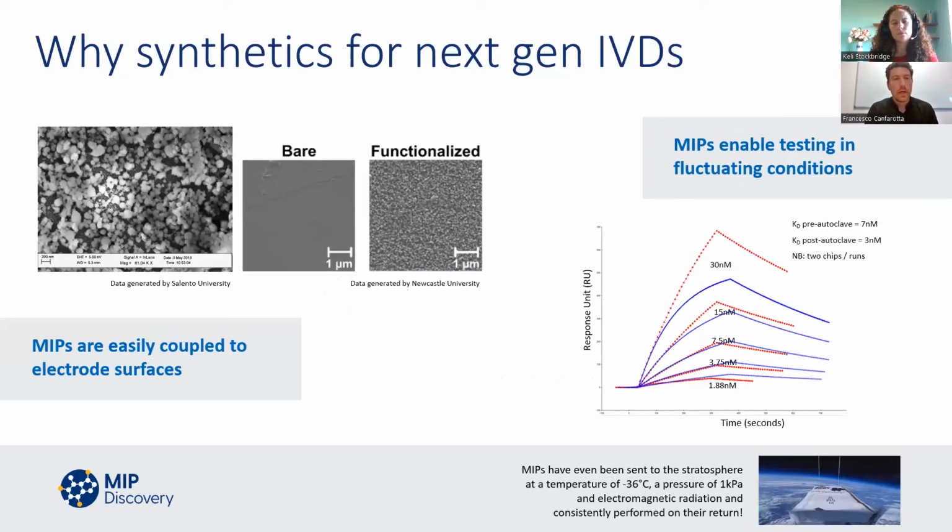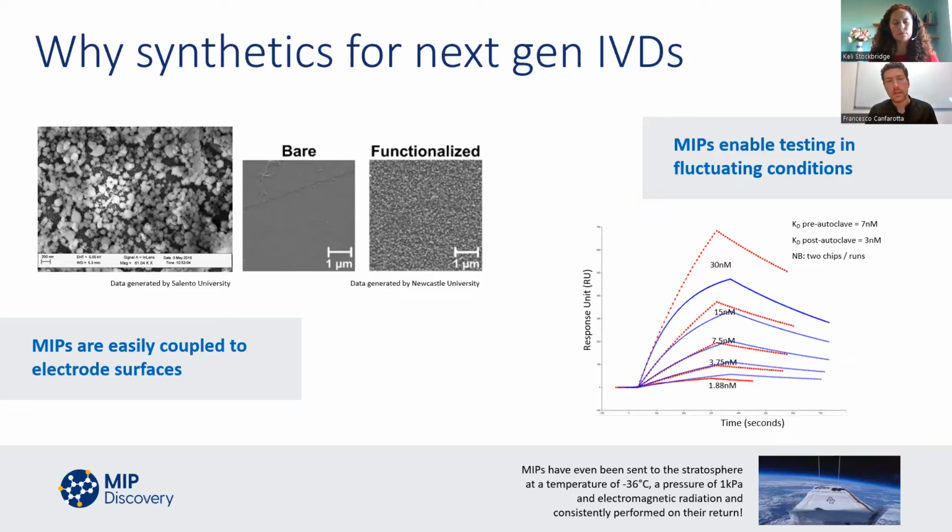Another reason why nanoMIPs are ideally suited for sensors is that, because these particles are produced in the lab, we have complete control over the surface chemistry, which means we can introduce specific functional groups for immobilization onto sensor surfaces. And here on the left, you can see an example of electrodes modified with nanoparticles. You can see a comparison between bare and functionalized electrode.